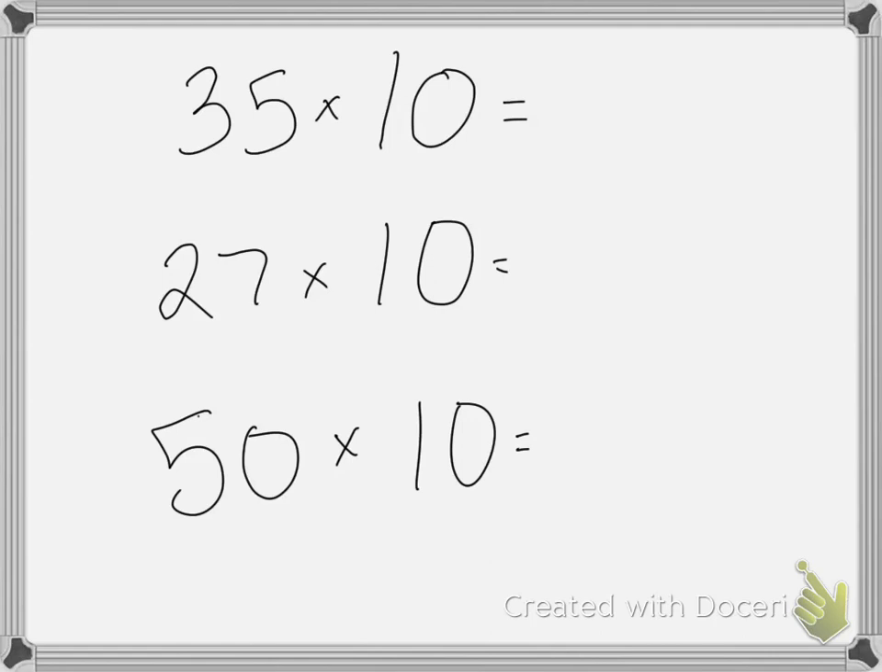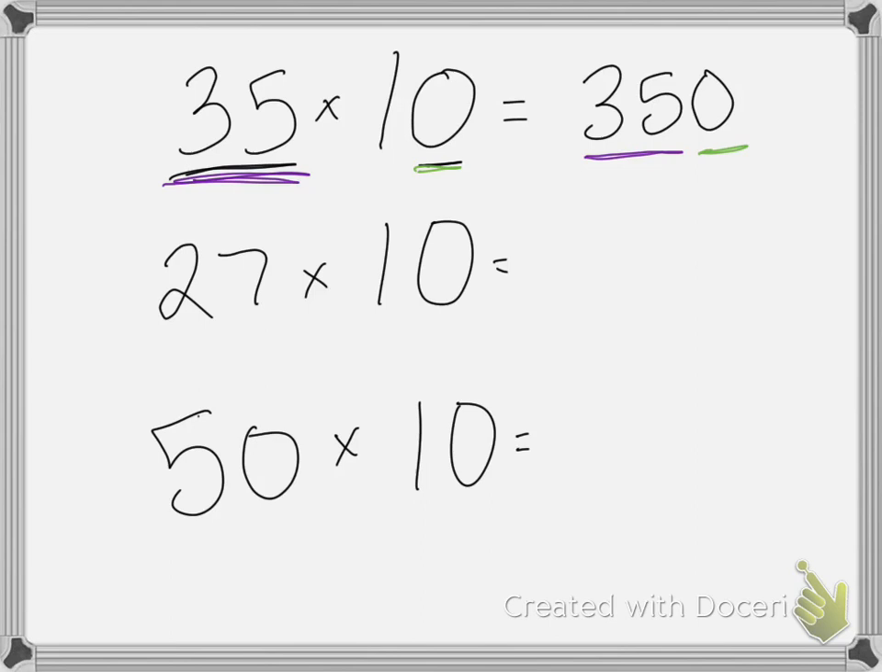Well, we know that the ones digit is always the 0, and the other digits are the number we're multiplying. So 35 times 10 would be 350 because we write the number we multiply, and then the ones place is always 0. So 27 times 10 would be 270, and 50 times 10 would be 500.